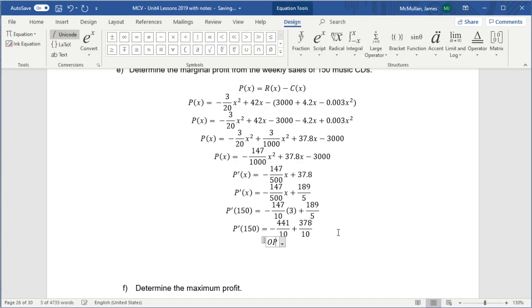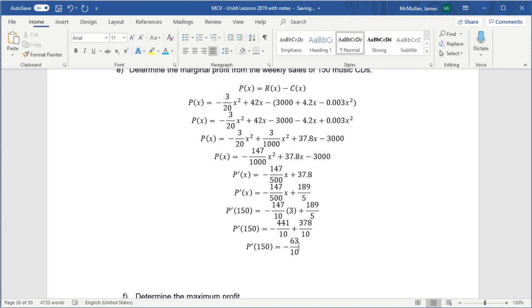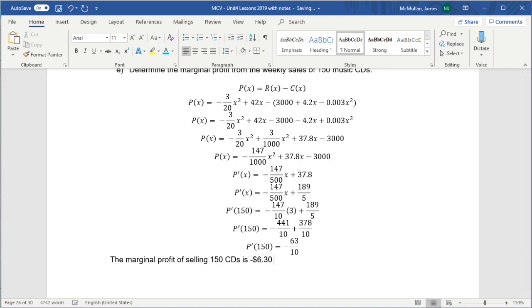Okay, and then P prime of 150 is equal to, what would that be there? 22 plus 41, 63, negative 63 over 10. Okay, so the marginal profit of selling 150 CDs is negative $6.30 per unit. Now, this does not mean that you are losing money on the next CD you sell.